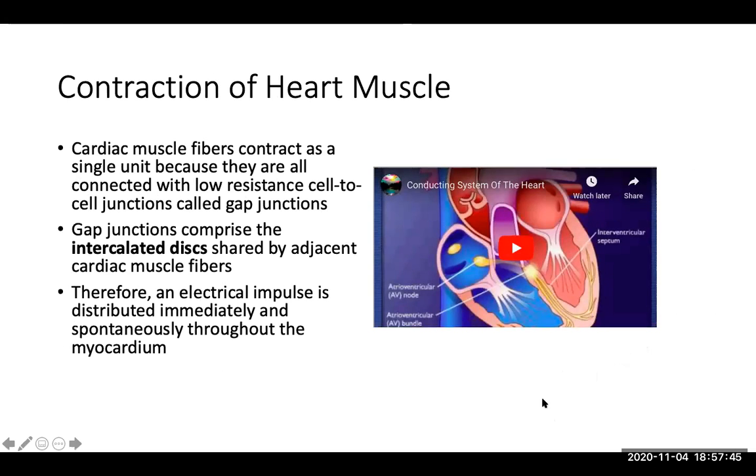Here's a contraction of heart muscle. Cardiac muscle fibers will contract as a single unit because they are all connected with low resistance cell-to-cell junctions called gap junctions. These gap junctions comprise the intercalated discs shared by adjacent cardiac muscle fibers, and therefore an electrical impulse will be distributed immediately and spontaneously through the myocardium. I'd encourage you to download the PowerPoint and look at this great animation of the contraction of the heart muscle due to the electrical signaling.